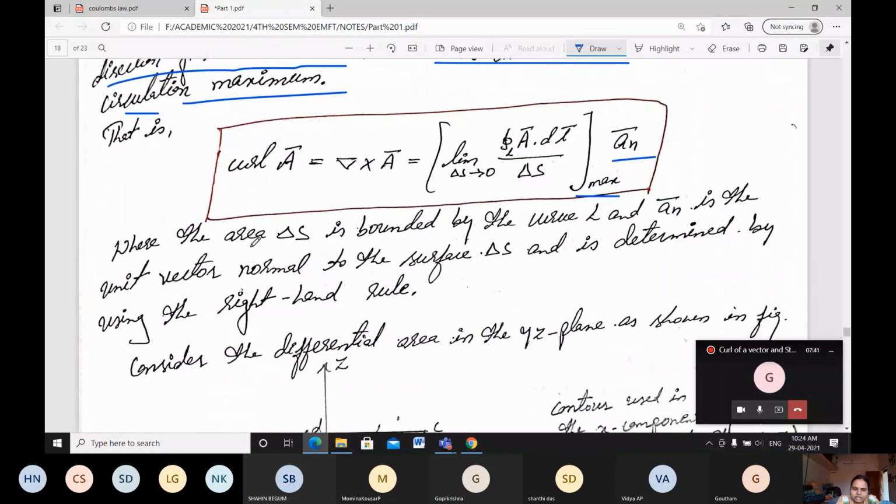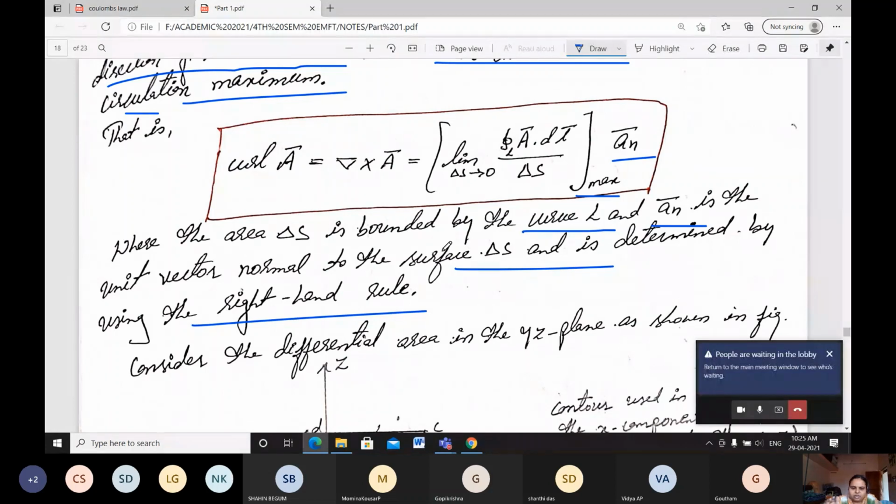Where delta area delta S is bounded by the curve L, and unit vector an is the unit vector normal to the surface delta S, determined using the right hand rule. We already came across how to take the direction of the unit vector of an area, that is by using the right hand rule, where our thumb direction, clockwise or anti-clockwise, shows in which way it is moving.